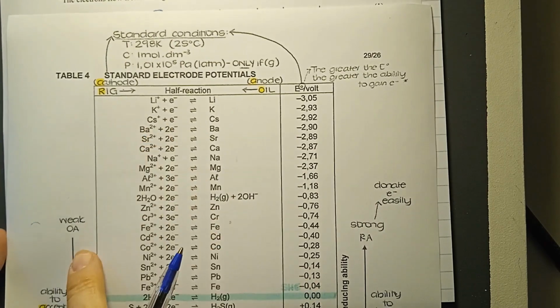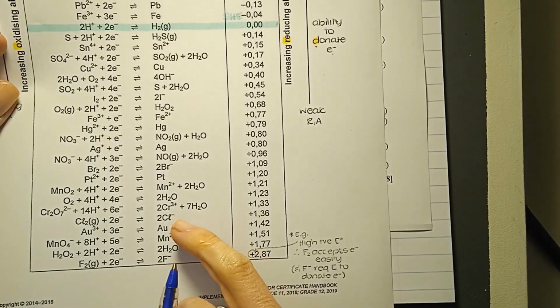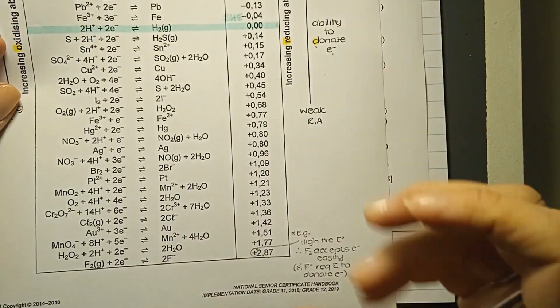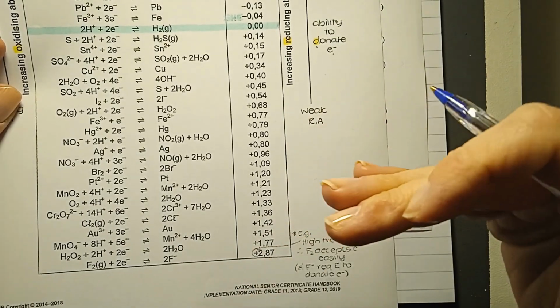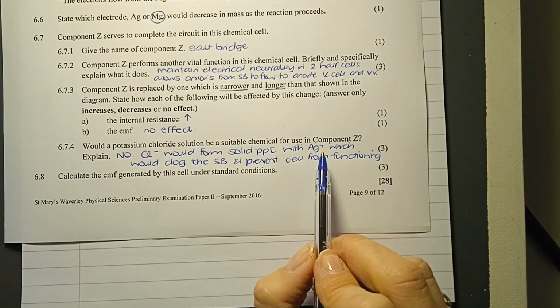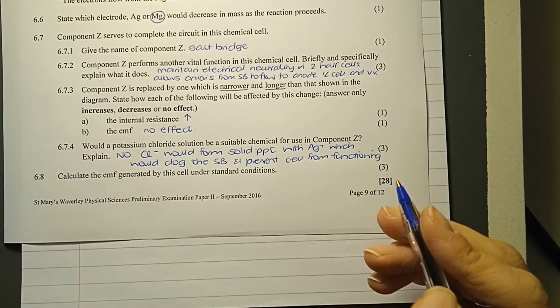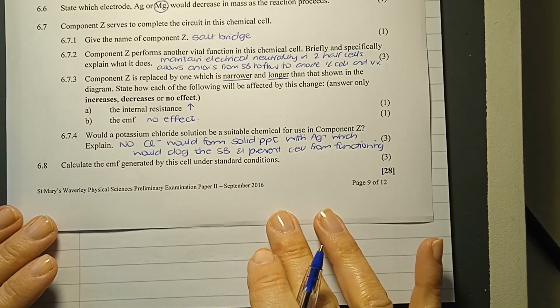So even though your potassium ions are a weak oxidizing agent and your chloride ions are a weak reducing agent, so ordinarily they would have been great. They wouldn't interfere with the reaction at all. But because those chloride ions would react with the silver ions to form a silver chloride precipitate, that would be a bit of a problem for this reaction.